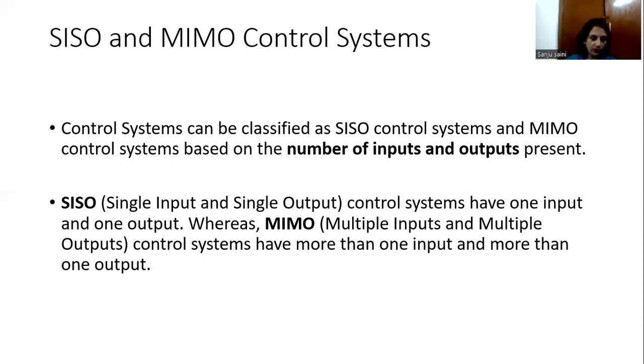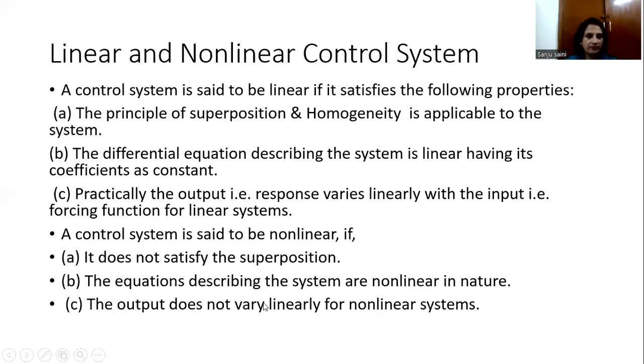So the first classification that we have discussed was on the type of the signal used, and the second is the total number of inputs and outputs that we are using. In case we are using single input and single output, it is a SISO control system. And when we are using multiple input, multiple output, these are the MIMO control systems.